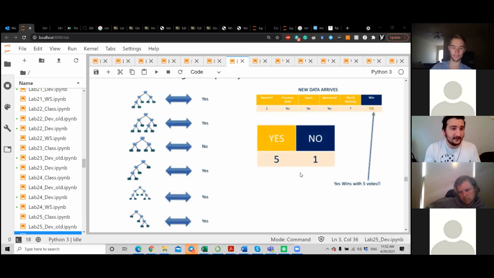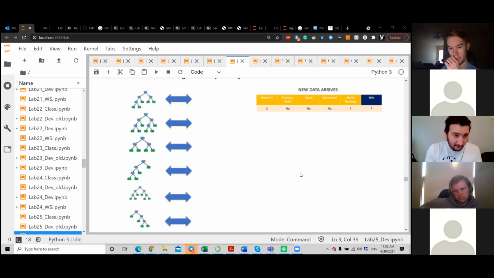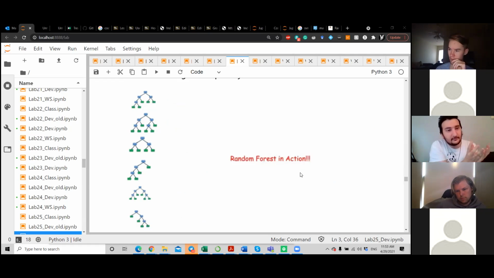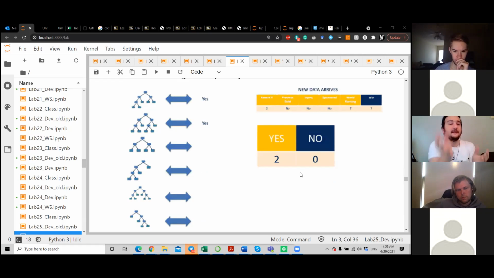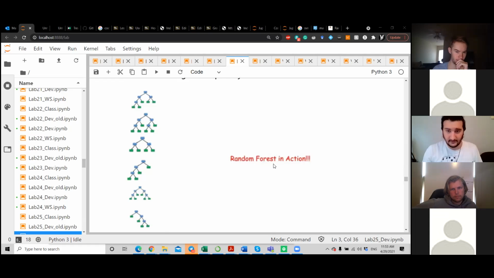5 trees, 500 trees, 5 million trees. The number doesn't matter. Each tree is going to cast a vote based on a new data entry, a new testing data. And then the ultimate outcome of the model is going to be determined based on their votes. Do we get this? I think so. Awesome.